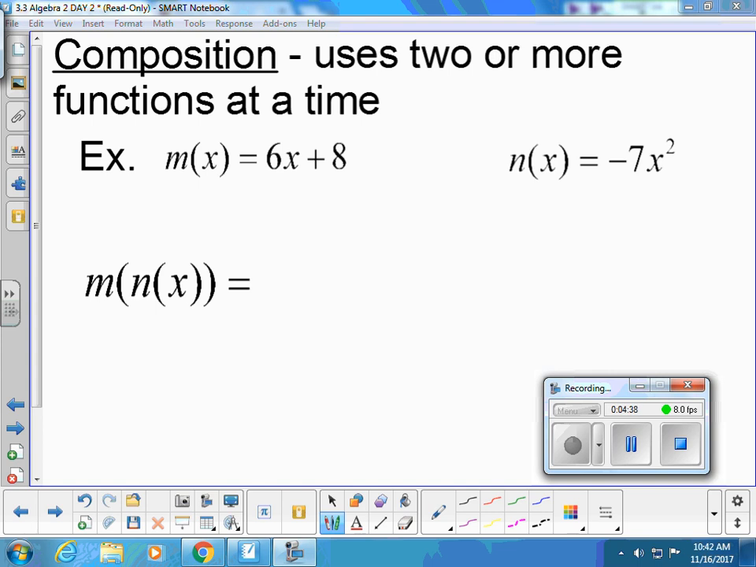All right, so this is what we're going to be doing next. We are going to be doing composition of functions, and this is when you're going to be using 2 or more functions at a time, and you're going to be putting a whole entire function inside of another function instead of putting numbers in. And then where we're headed with this, of course, is we're going to be doing the composition, but then looking at the domain when we're finished.